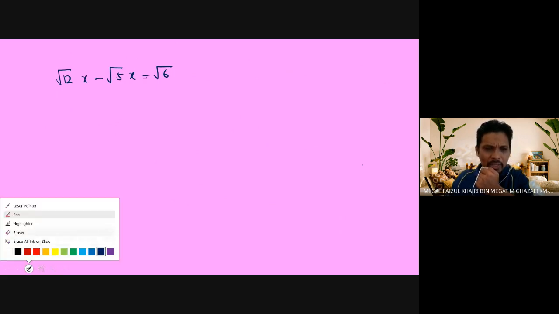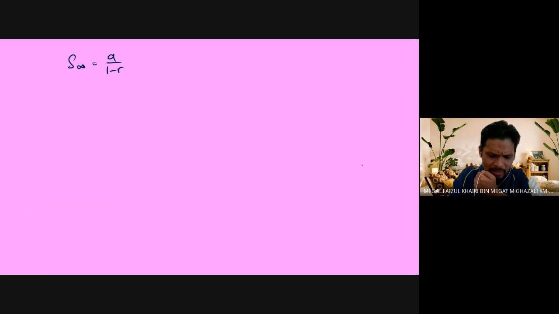I think that this one we can use the geometric progression. Geometric progression S infinity, which is a divided by 1 minus r. They say without using progression method. Tukarkan this one kepada pecahan tanpa menggunakan kaedah janjang. Oh, okay. Without using.